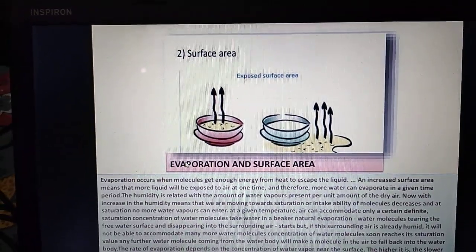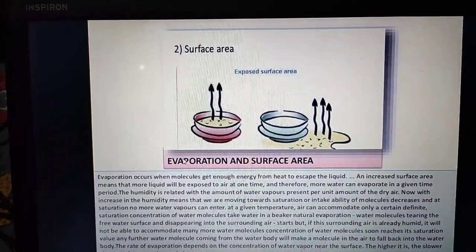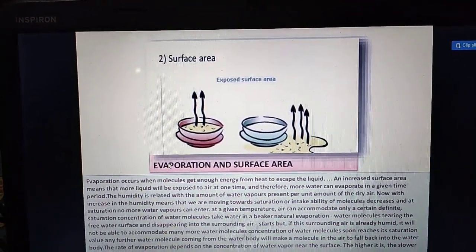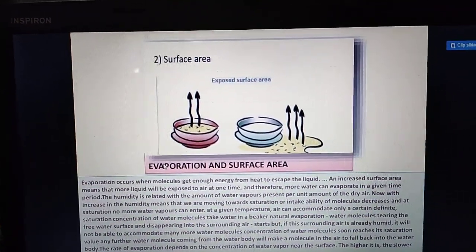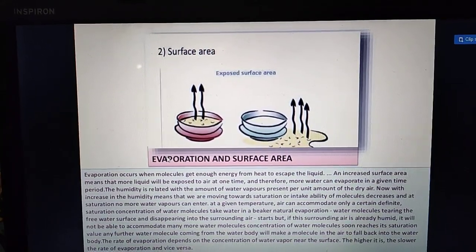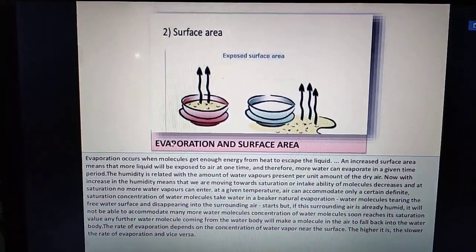If the weather is windy, your clothes will dry at a faster rate. So evaporation depends on these four factors.